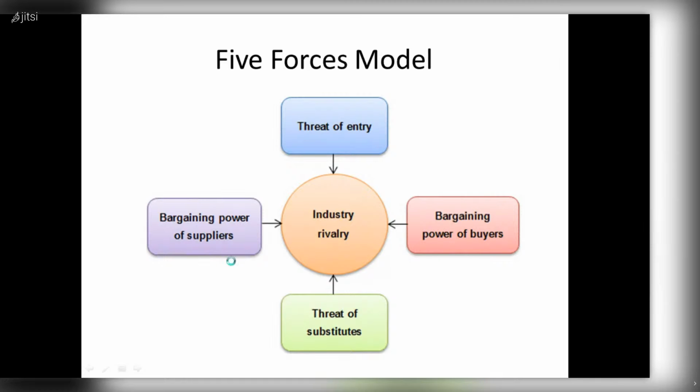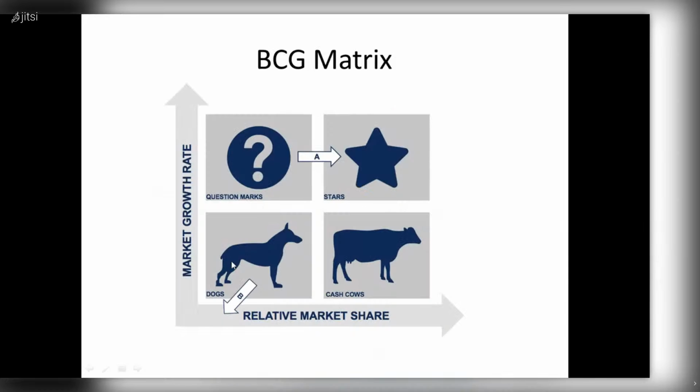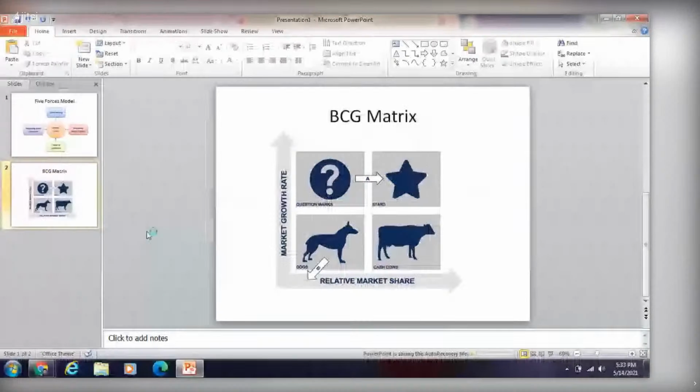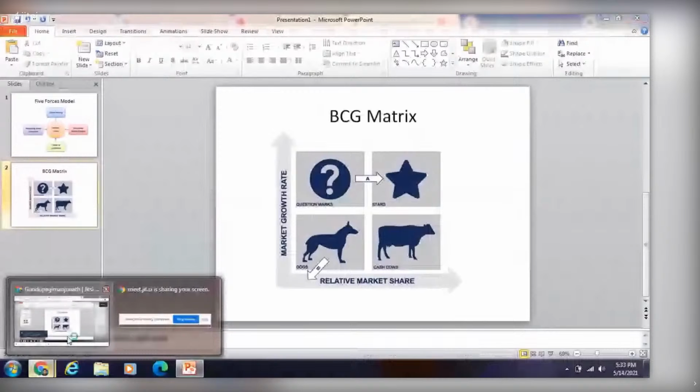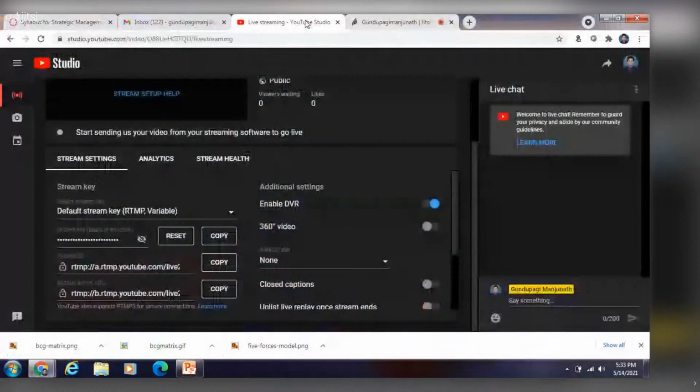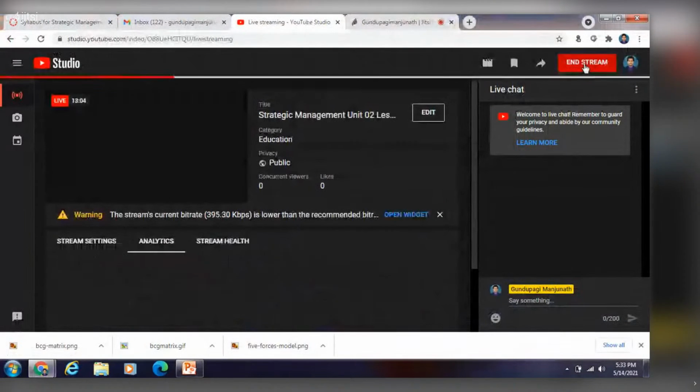So I hope you'll go through this and try to analyze an industry using the five forces model.